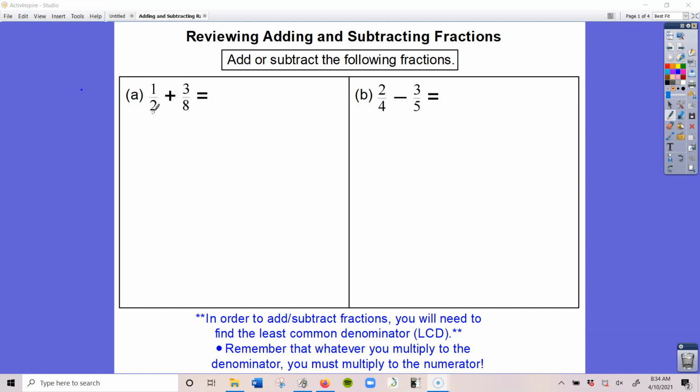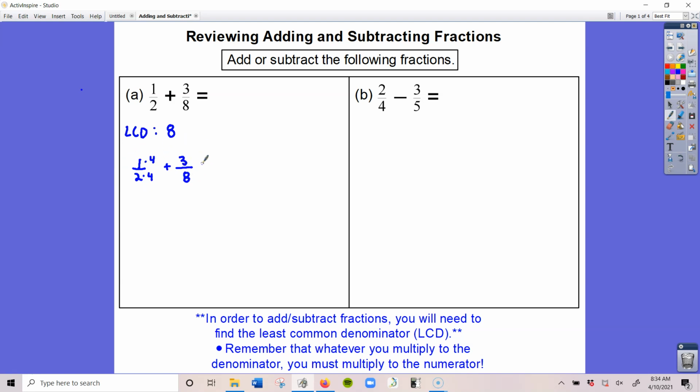In order for me to be able to add fractions, I need the least common denominator, also known as the LCD. Here, between 2 and 8, the least common denominator would be 8. So that means that we want both of these denominators to be 8. So we'll start with the first fraction, and we're going to need to rewrite it so that it has a denominator of 8. In order for this 2 to become an 8, we need to multiply it by 4, meaning that I also need to multiply the top by 4. Then 3/8 already has a denominator of 8, so we can leave it.